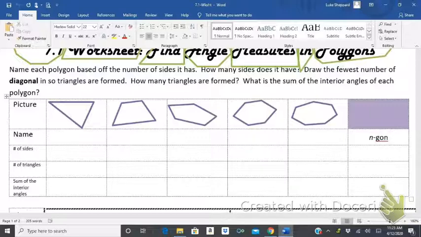So, we are going to start Chapter 7. Chapter 7 is all about shapes called quadrilaterals. Really, that's what the big part of the chapter is about. But what we're going to be talking about today is just angle measures inside of shapes. So you're going to see that the top of the worksheet, this is 7.1, says find angle measures in polygons. Now polygons, remember, are just shapes. And remember, if we look at this, it says name each polygon based off the number of sides that it has.